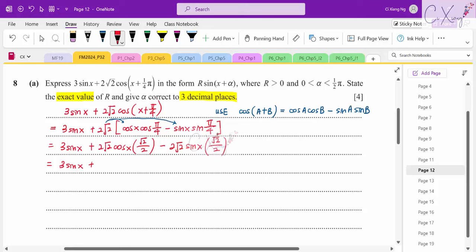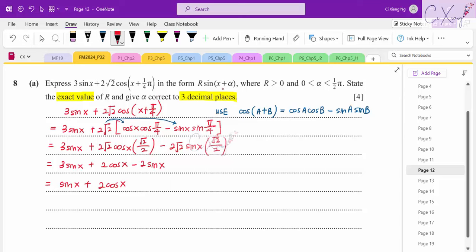Okay, then simplify the expression. I'm having 2 cos x. Then this one, I'll be having 2 sin x. Then rephrase it again. I will have sin x plus 2 cos x. When you expand your expression into this form, only then can you change it to the pattern here. We shouldn't have any compound angle before you change it to this particular pattern. So after I expand everything, I will be having sin x and also cos x, sin x plus 2 cos x.